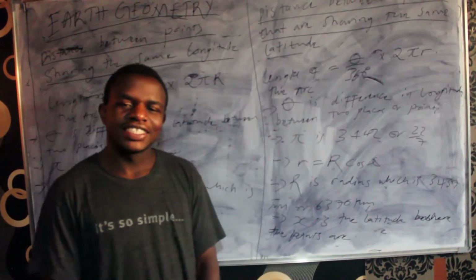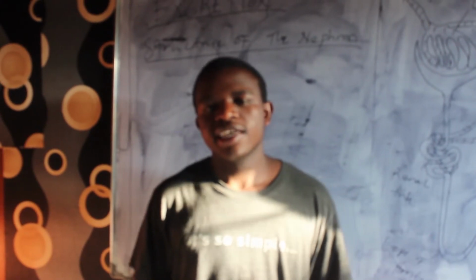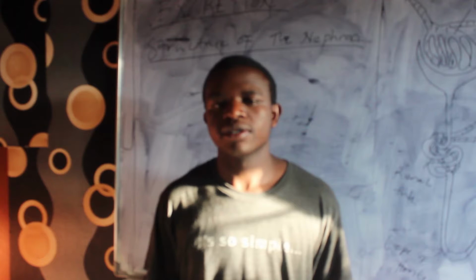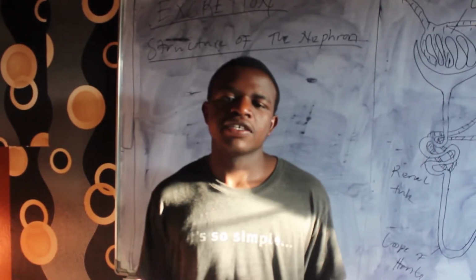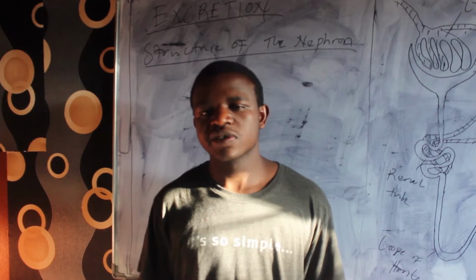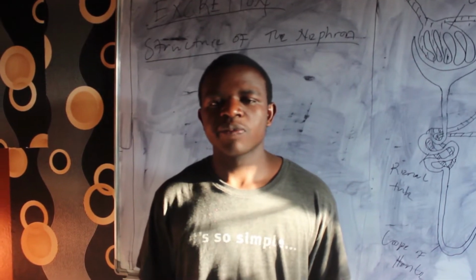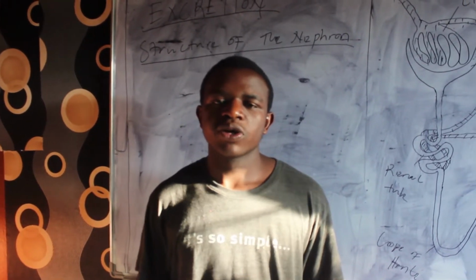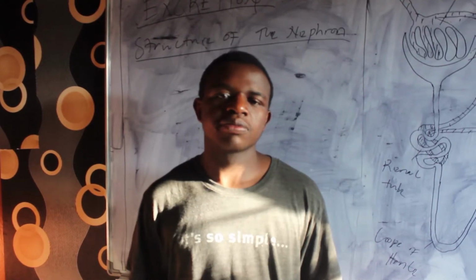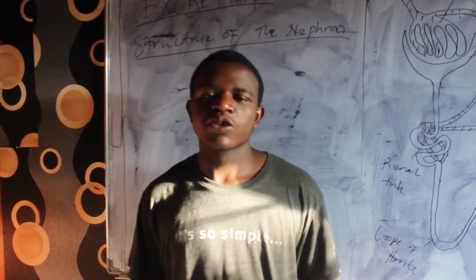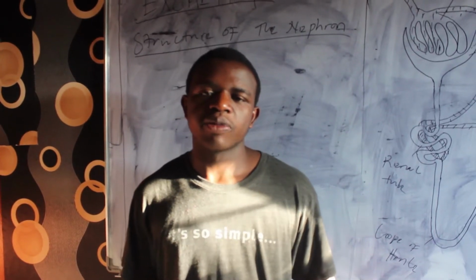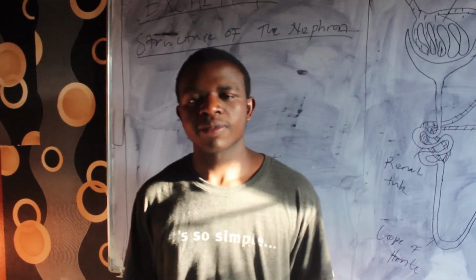Thank you very much. Yesterday we studied the topic of excretion in biology. We defined what excretion is, talked about the importance of excretion, and the process of excretion. We also looked at the structure of the urinary system and the internal structure of the kidney. Today we're going to proceed and talk about the structure of the nephron.